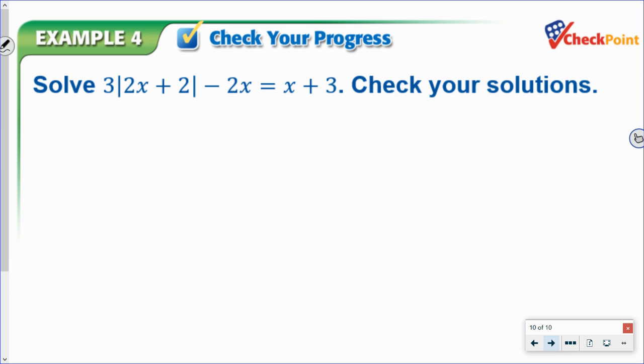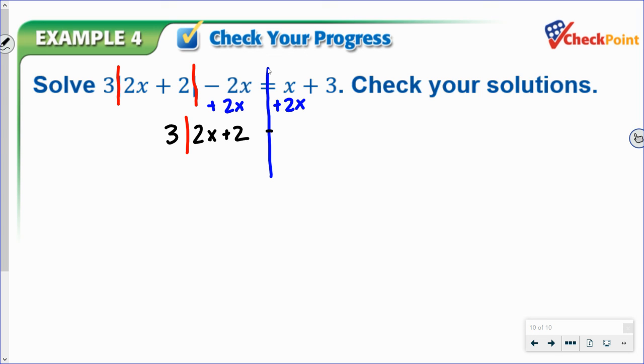All right, welcome back for our last problem. The only thing that's kind of different with this one is I have to get the absolute value bars by themselves. We've done that before, but this one has variables on both sides. Let's move over this 2x. I'm going to write it right underneath the x on the right-hand side so I can combine my like terms. So on the left-hand side, I would have 3 times the absolute value of 2x plus 2, and then I would have x plus 2x, which is 3x plus 3.